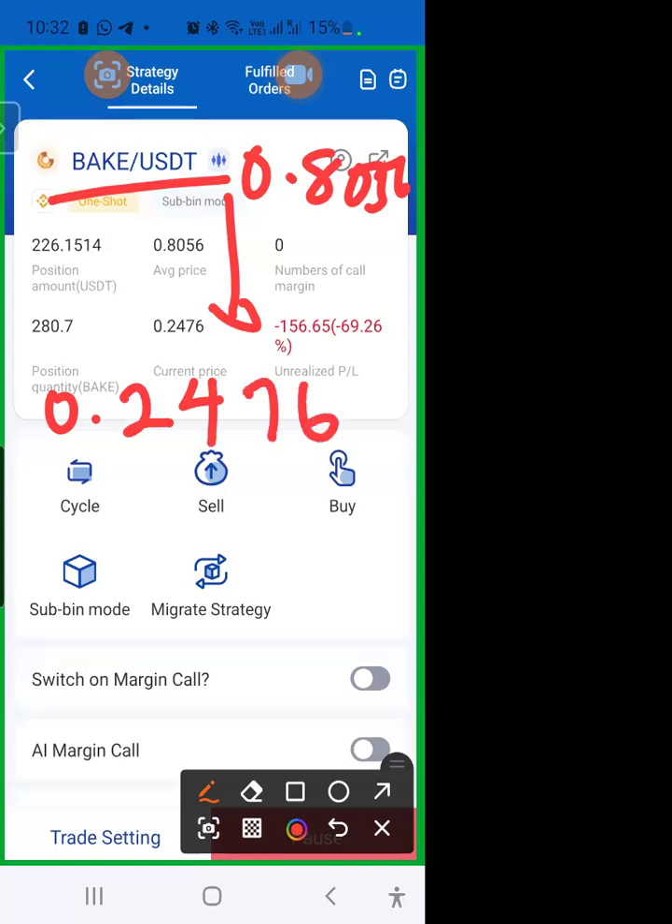You are now starting to buy margin calls. These margin calls you are buying, they will not start from here. No, these margin calls, they are going to start from.